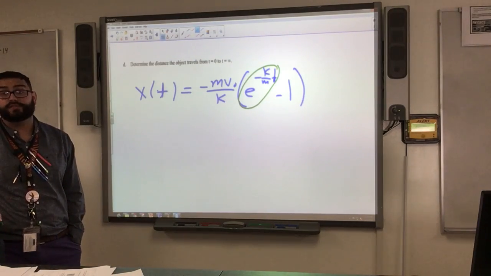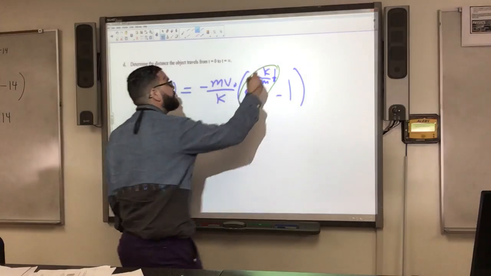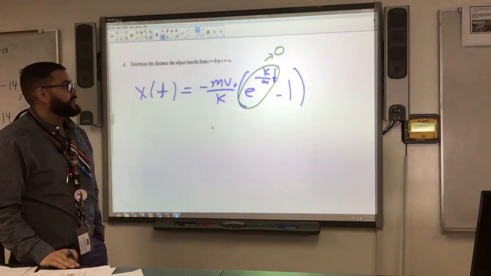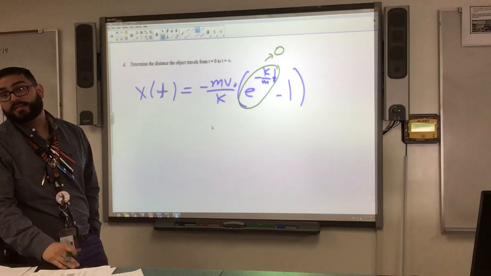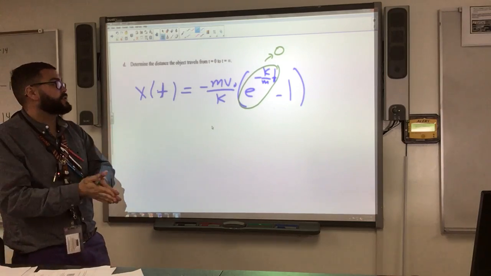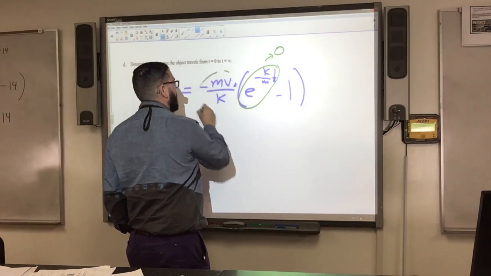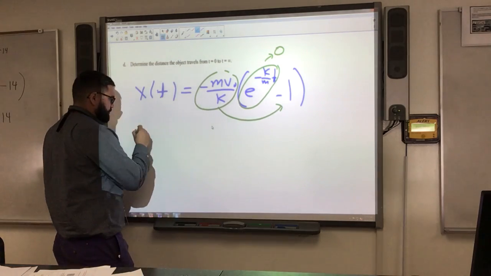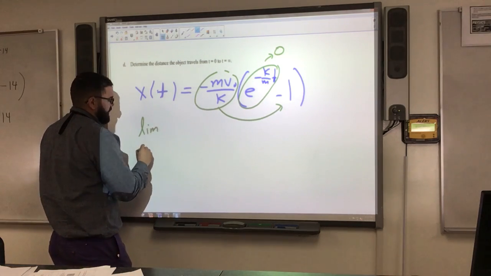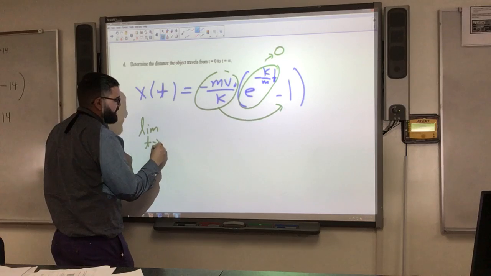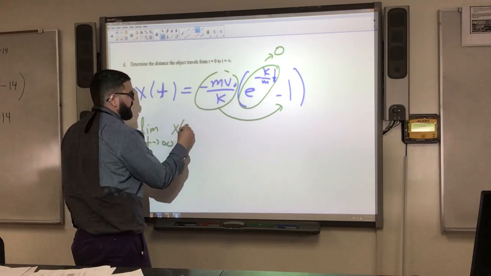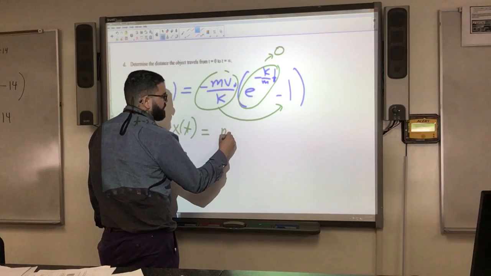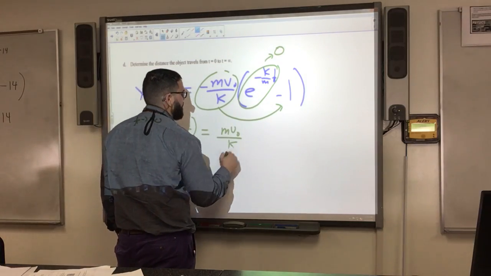It shrinks. It goes to 0. So this whole thing goes to 0. It starts to approach 0. So that means that my distance gets closer and closer and closer to this value. So the limit as time approaches infinity of x of t is mv naught over k.